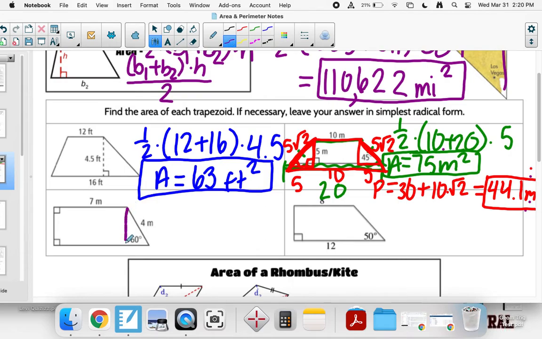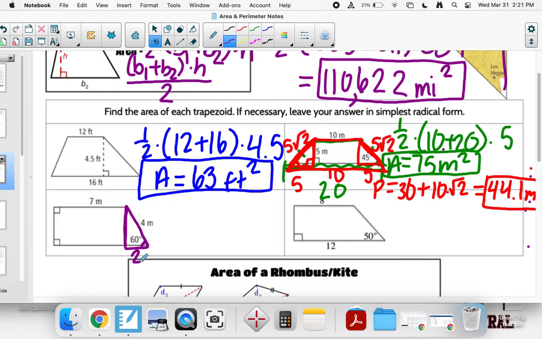Well, if you notice, we have a 60-degree angle here. Oh, it's a 30-60-90. In this little triangle we have a 30-60-90, and what's labeled at 4 is our hypotenuse. So to find the short leg on the bottom, what do I do for my hypotenuse? Divide it by 2. So how big is this little dude? 2 meters. So that's my short leg.